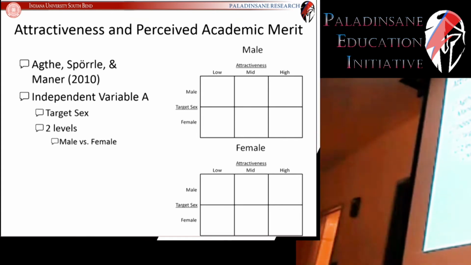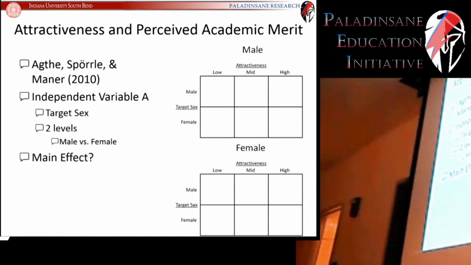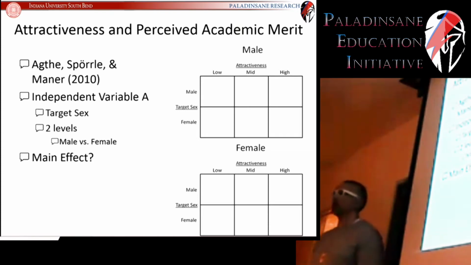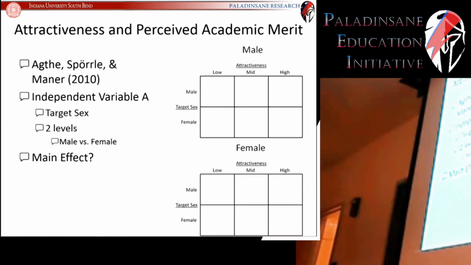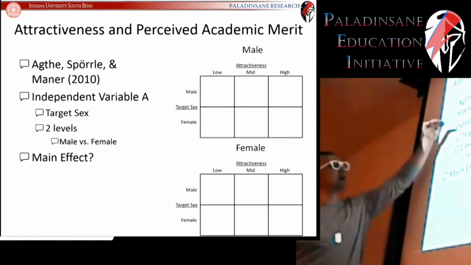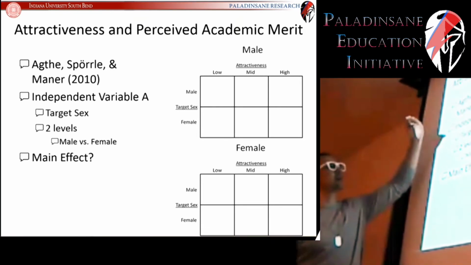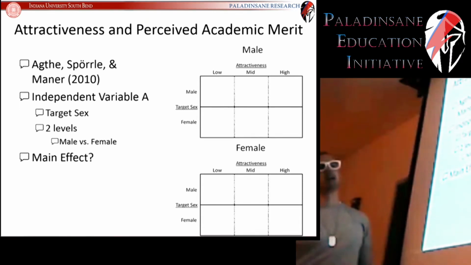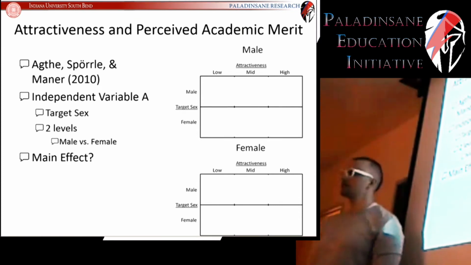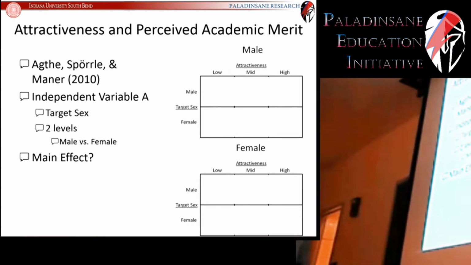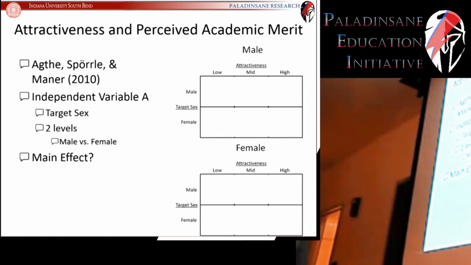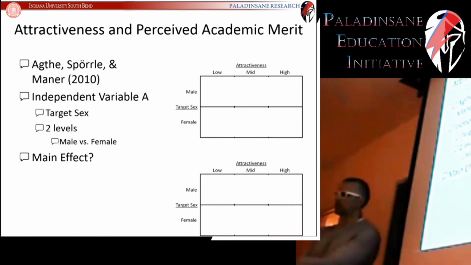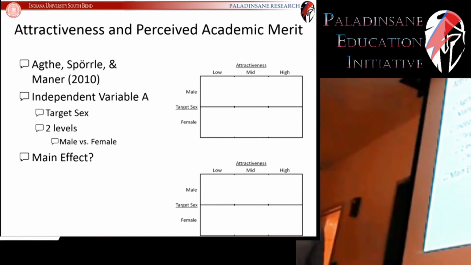All right, so let's get going on this. So first one, target sex. Two levels, male versus female. So was there a main effect? So another way to think about this is that in this case, all we want to know is what is the effect of the sex of the applicant. And that means that we're not interested in questions of attractiveness. We're not interested in the effect of attractiveness. And we're not interested in the sex of the judges. So we're not worried about whether it's a male judging somebody, whether it's a female judging somebody. It's just people judging, in general, attractive people.